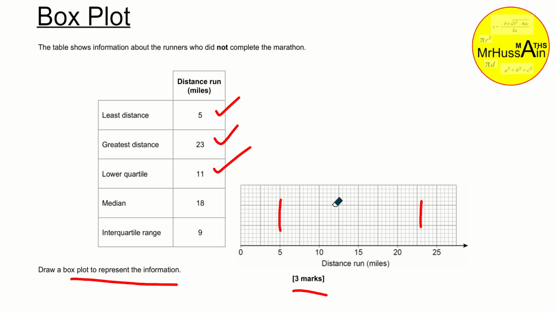Low quartile is 11, and again, don't make that mistake. Be careful. That's why it's worth 3 marks. You remember you're counting in twos, so that is 11. Double check it, yes. The median is 18, 16, 17, 18. Be careful.